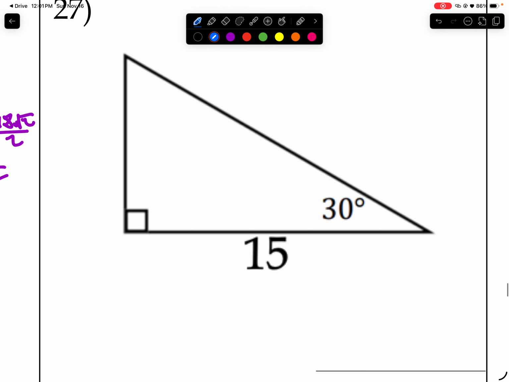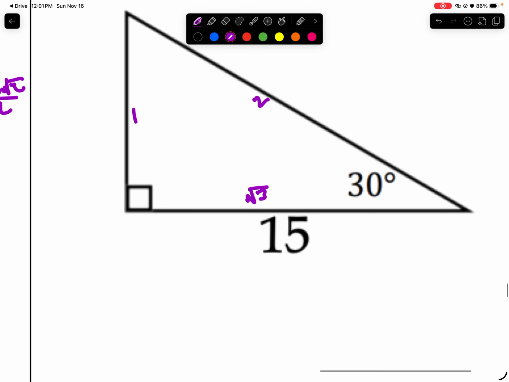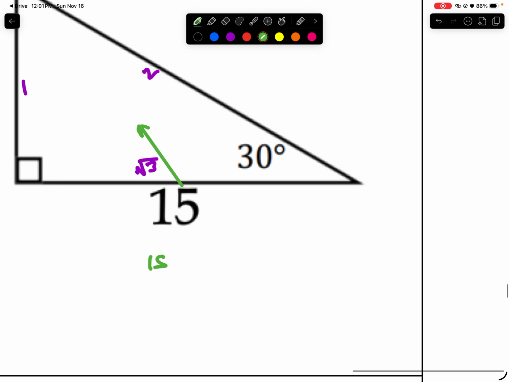Same idea. So with 27, now we have 30, 60, 90. So across, we're going to have 1, 2, and then root 3. Okay, so now I'm going to divide going in. So 15 divided by root 3. And of course, we're going to have to rationalize. So that's going to give me 15 root 3 over 3.